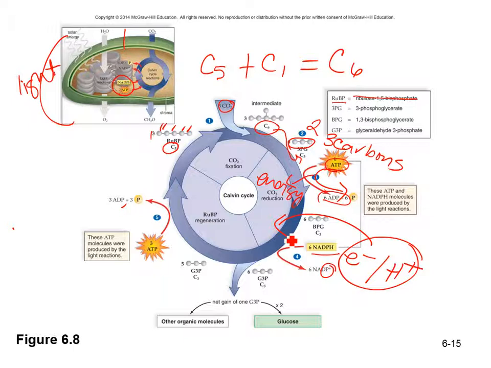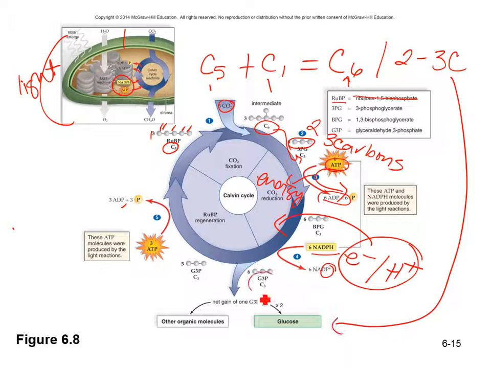So the long and short of this cycle is we're taking a 5 carbon, we're adding a 1 carbon to it, we're making it a 6 carbon, then we're dividing it into 2 3 carbons, and we're manipulating or modifying this molecule to get it exactly like we want it, which is called G3P. Basically, if I take 2 G3Ps, I can make a glucose quite easily.